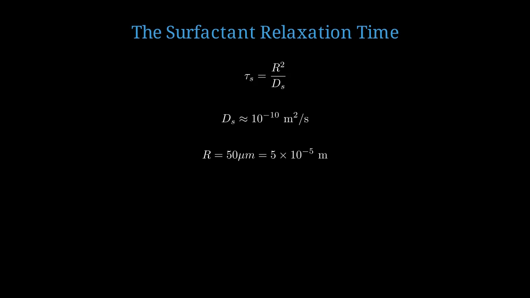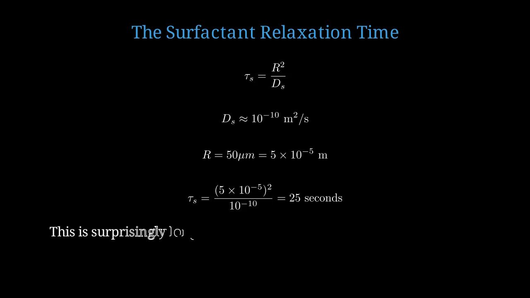For a droplet radius of 50 micrometers, that's 5 times 10⁻⁵ meters. The relaxation time is (5×10⁻⁵)² divided by 10⁻¹⁰, which gives us 25 seconds. 25 seconds is actually quite long in the context of microfluidics. If the droplet travels through downstream features in less than 25 seconds, it still carries the memory of its previous deformation.